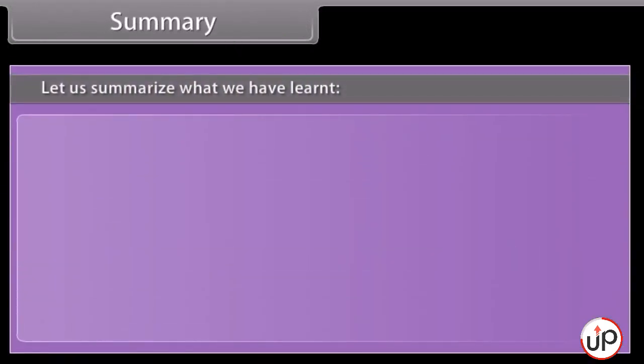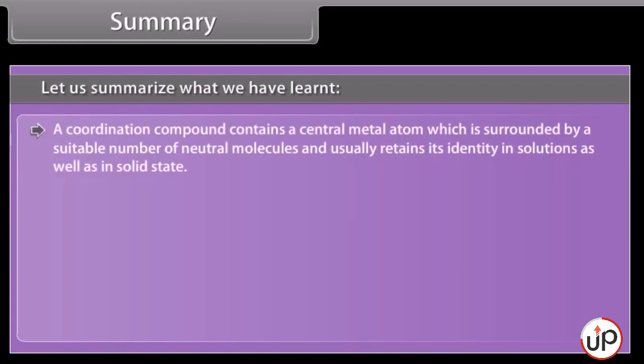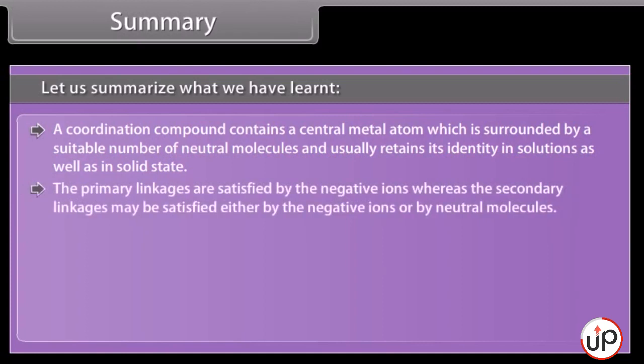Summary. Let us summarize what we have learned. A coordination compound contains a central metal atom which is surrounded by a suitable number of neutral molecules or ions and usually retains its identity in solutions as well as in the solid state. The primary linkages are satisfied by the negative ions, whereas the secondary linkages may be satisfied either by the negative ions or by neutral molecules.